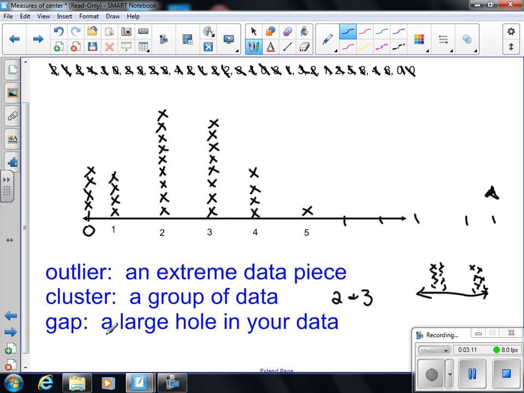What's a gap? A gap is a large hole in your data. If this were my data plot here and I didn't have any in between or very few in between, I would say that would be a gap.